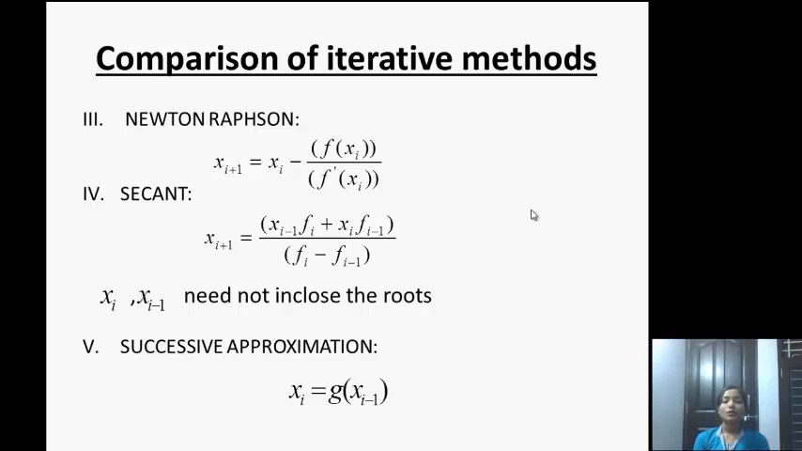Now our third method is Newton-Raphson, and this formula is given by xi - f(xi)/f'(xi). Here we have to calculate the differentiation of the function, and one more thing, we have to choose a proper initial point for this method. Next is the secant method, whose formula is given by (xi-1 * fi + xi * fi-1)/(fi - fi-1). Here xi and xi-1 need not enclose the root. Now the next method is successive approximation. Its formula is given by xi = g(xi-1).